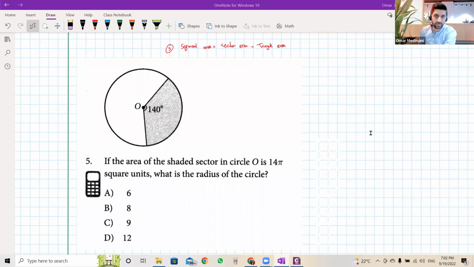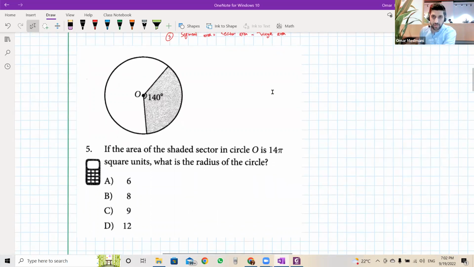Let's solve it. Let me just help you here. What he's saying in this question is the area of a shaded sector. Once I see that I have a shaded sector, I'm going to remember the formula for the area of a sector. How will I calculate the area of a sector? What was the formula? I told you that there were two formulas.